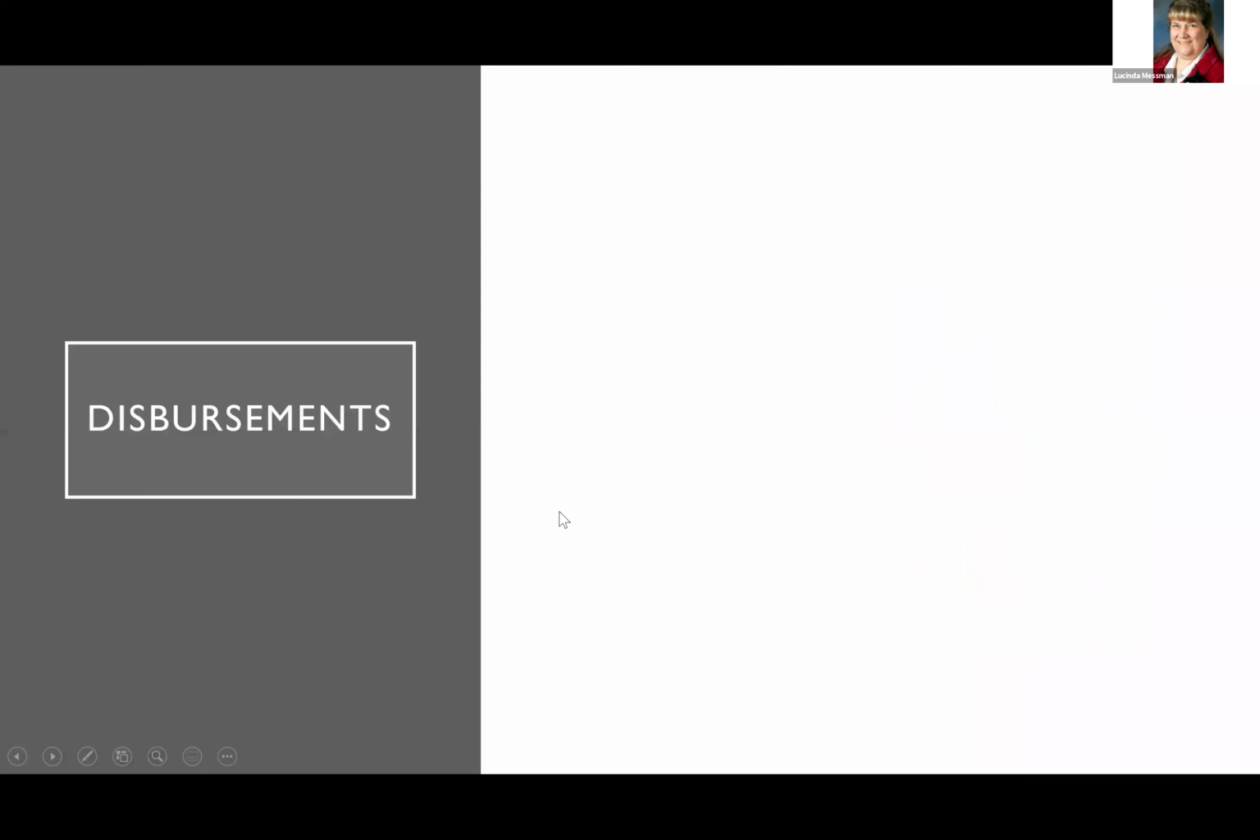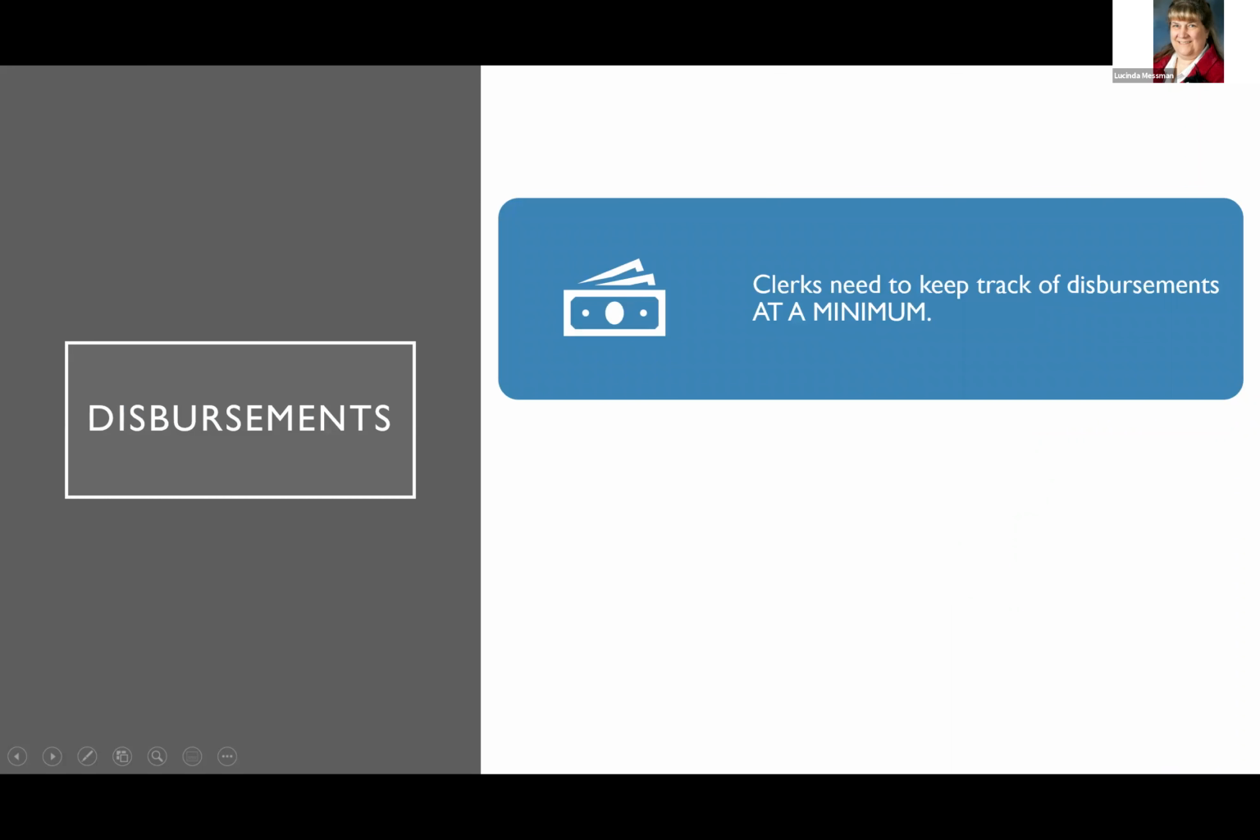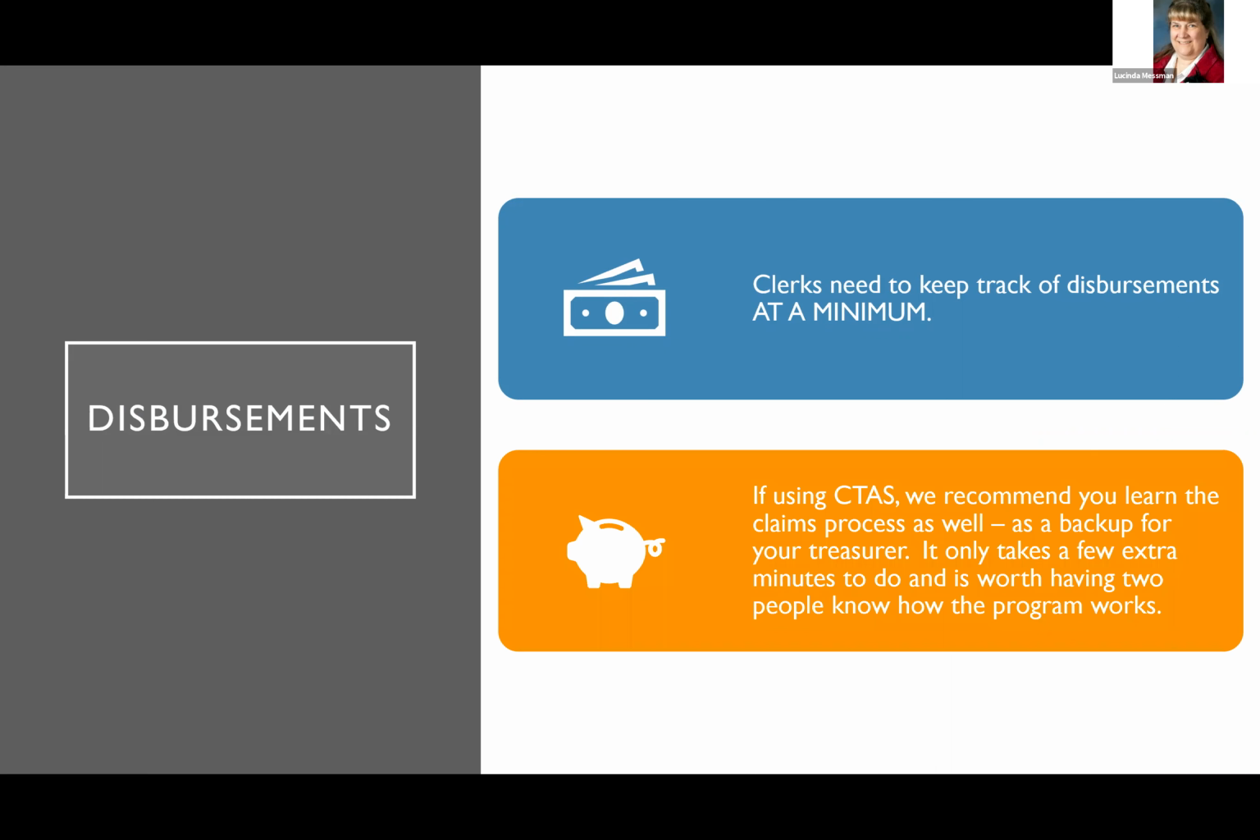So with disbursements, at a minimum, the clerk has got to keep track of the disbursements. Best practice, if you're using CTAS, we really recommend you learn the claims process as well. It's a backup. If the clerk's doing the claims first and the treasurer's doing the backup or does it second, both officers learning the claims process is recommended. It only adds a couple of minutes, but it provides a backup, especially in small townships where you don't always have deputy clerks and deputy treasurers. It gives two people who know how to run the program.